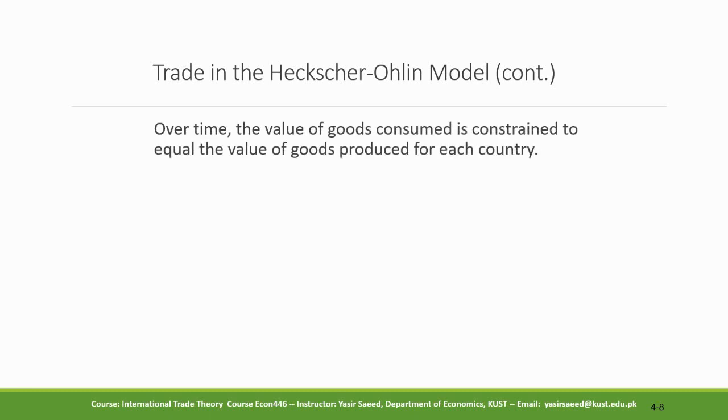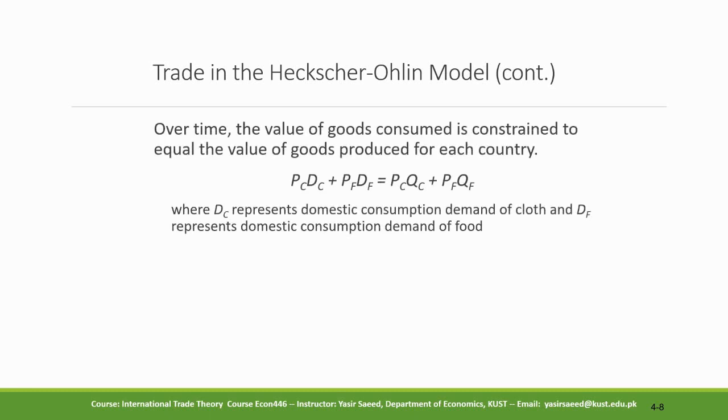So let me explain that through an equation. Here we have this equation: PC into DC plus PF into DF equals PC into QC plus PF into QF. Now if you look at the right-hand side of the equation, PC into QC plus PF into QF, this is the total value of our production.